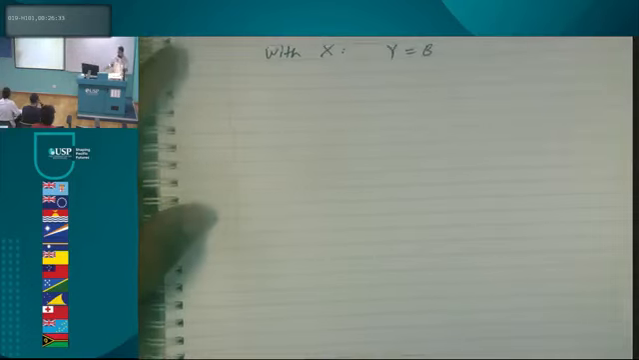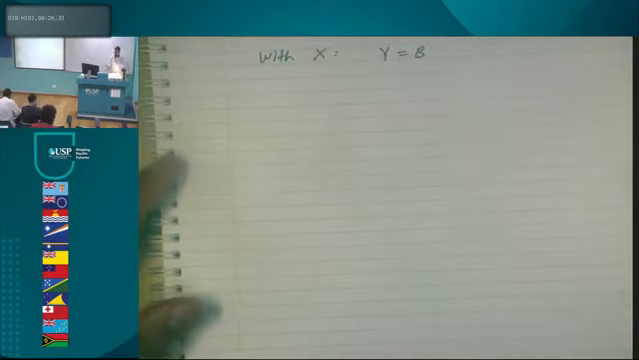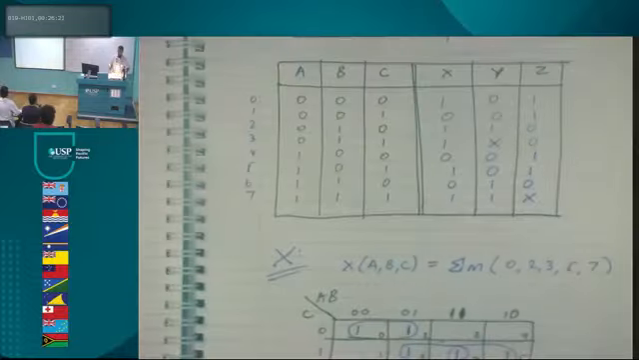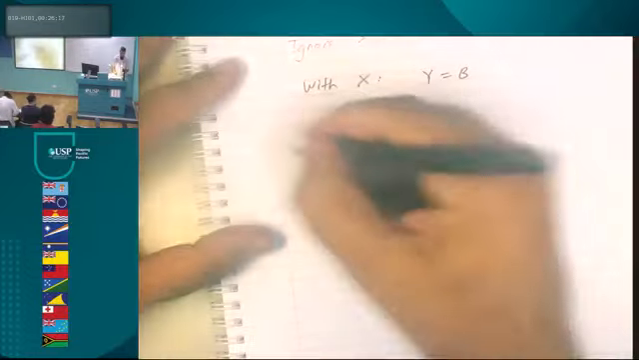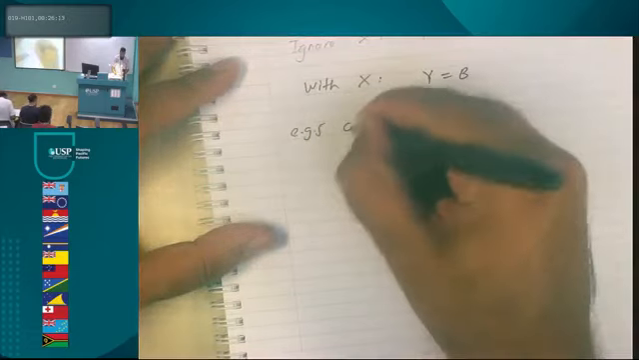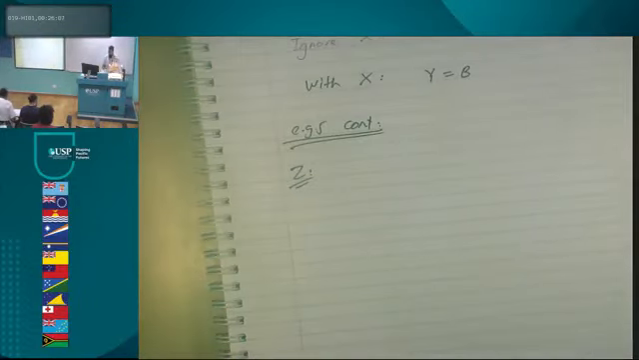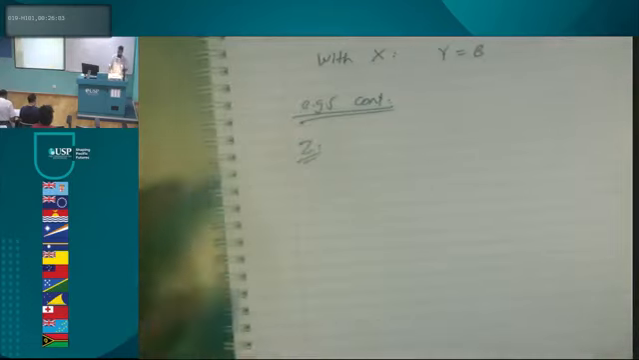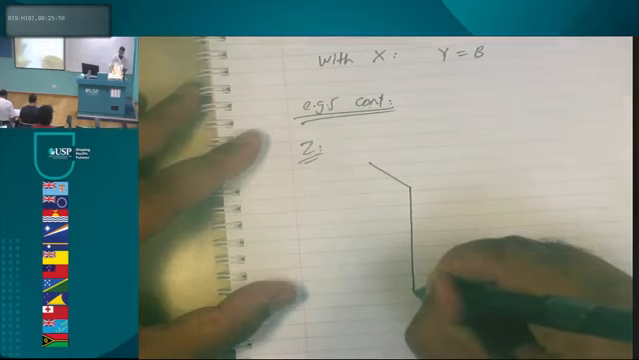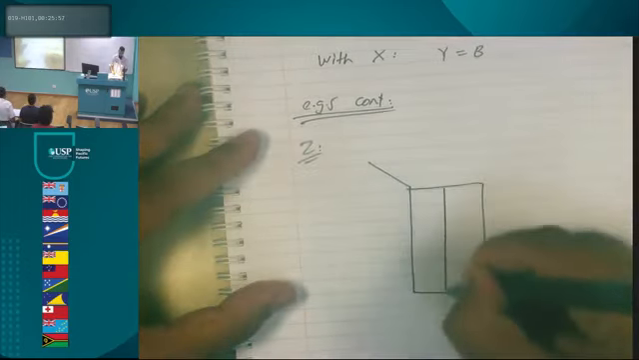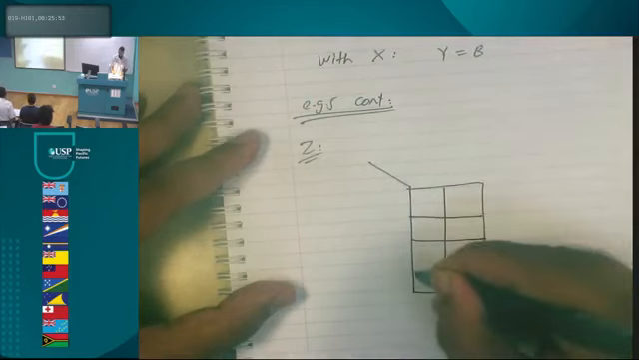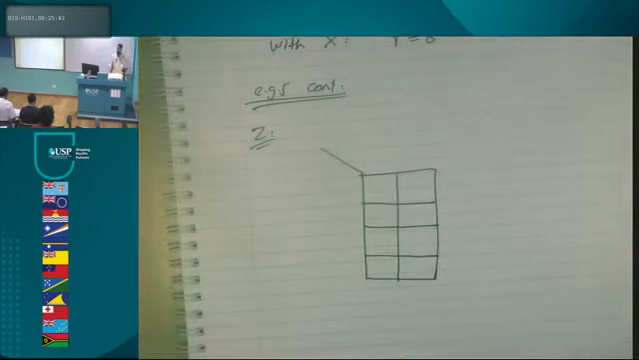Now I want to show you another concept with regard to Kano maps. We had X, Y, and Z. So, let's do example 5 again. Example 5 continued. Let's do Z. Now, let me deliberately draw the Kano map in this way. Look at this, guys. I've drawn the Kano map in a different orientation.